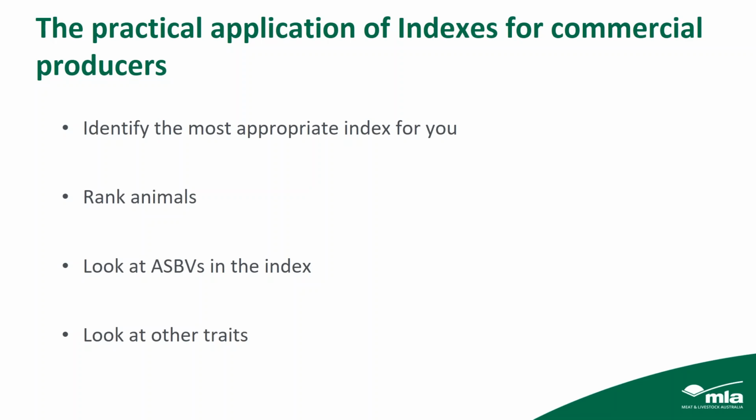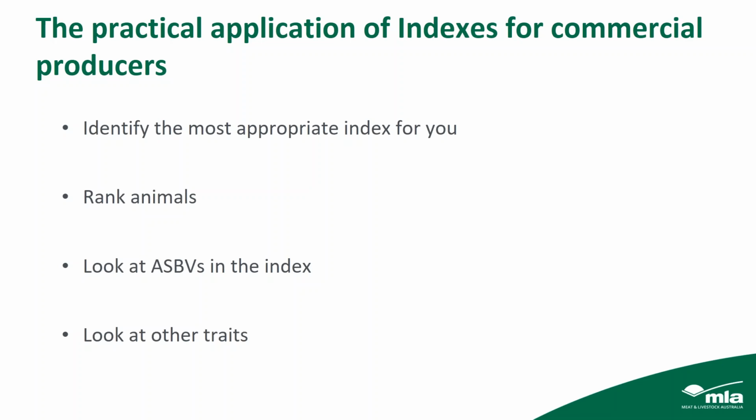The other thing that's really important is to look at other traits that may not necessarily be in the index. Worm egg count is a very good one. Not all indexes have worm egg count included, and for some people in certain environments it's really important to look at worm egg count. So they look at that on top of the index value that they've been looking at. But we also have a number of standard indexes that do include worm egg count in them.